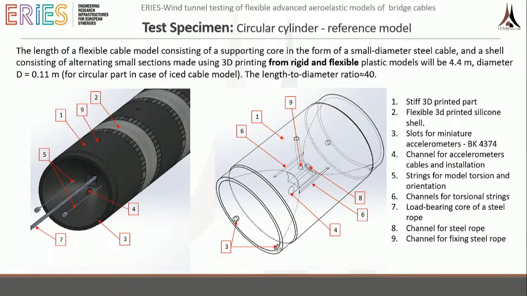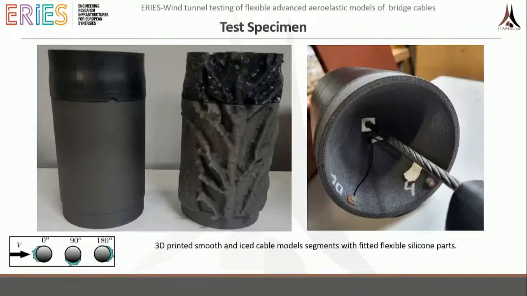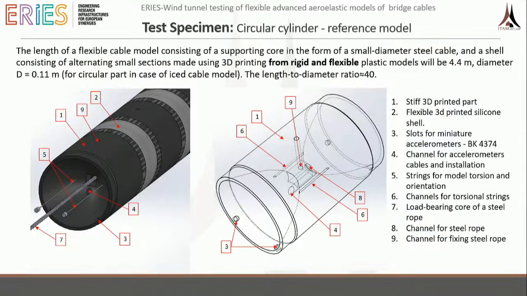How it looks inside: we have a stiff part and we have flexible parts together. It's like a snake a little bit, and inside there is a steel core cable used for the tensioning of the specimen, and inside there are also cables which are stabilizing the rotation of the cable. I will not go into the details. This is just schematically described here.